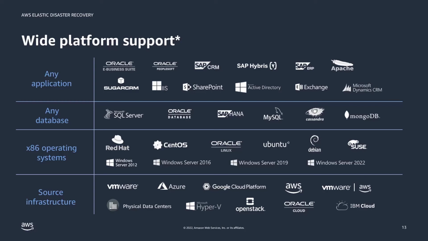The next component is, as long as it's sitting on block storage and it's running on x86 operating systems, so your flavor of Linux and Windows, we will be able to support that. And also, as I mentioned in the beginning, any infrastructure for your source. As long as your target is within AWS, we support anywhere from physical data centers, Hyper-V, VMware, and even other cloud providers if you want to protect those workloads.